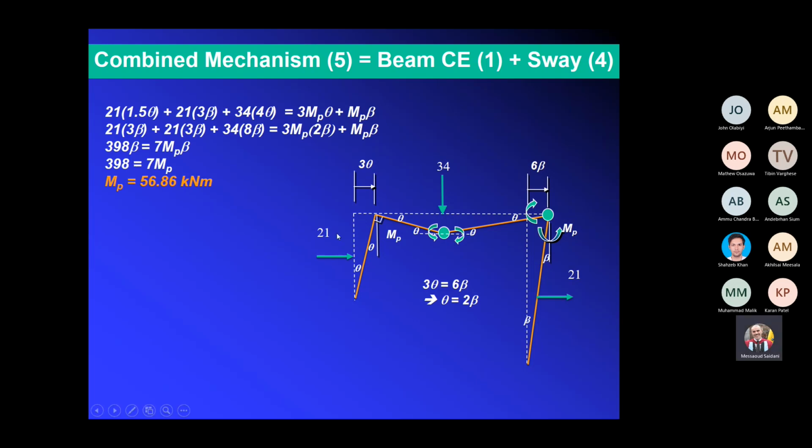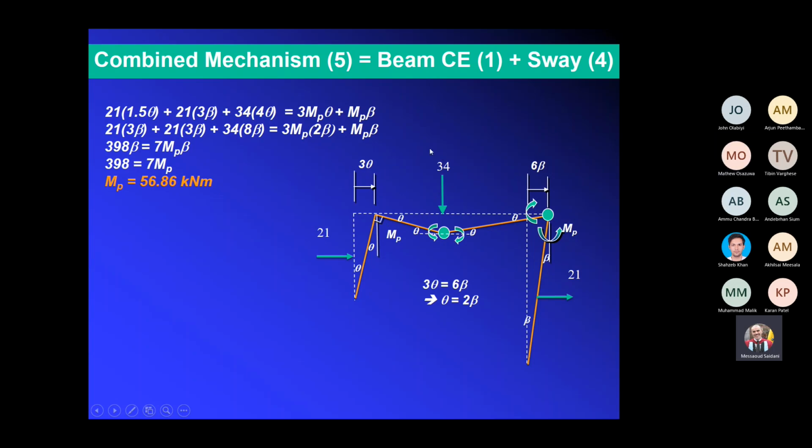Okay, for the external work, I'm going to go through it very, very slowly. Please follow with me. So we have 21 times the displacement here, which is half of 3 theta, all right? Plus, we have 21 times this displacement, which is half of 6 beta. So that's 3 beta, okay?